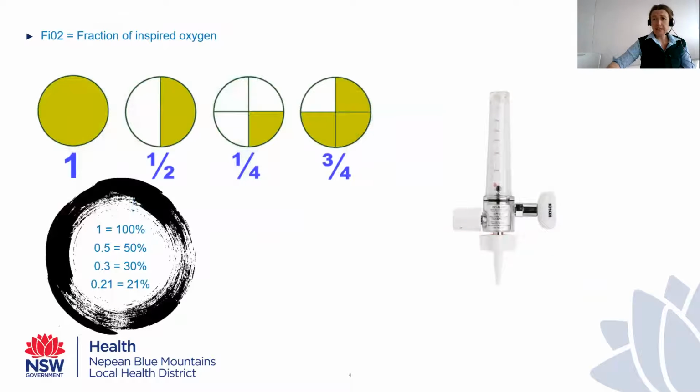Oxygen is the other thing that we need to set when we're delivering CPAP. So we're going to set an end expiratory pressure, but we're also going to deliver oxygen. And oxygen can be expressed as a fraction or a percentage. I've put some examples of the conversion down there in the bottom left. So if we're expressing our oxygen as a fraction, 100% would be expressed as 1. So 1 is a whole. So an FiO2 of 1 means that we're delivering 100% oxygen. An FiO2 of 0.3 means that we're delivering 30% oxygen.